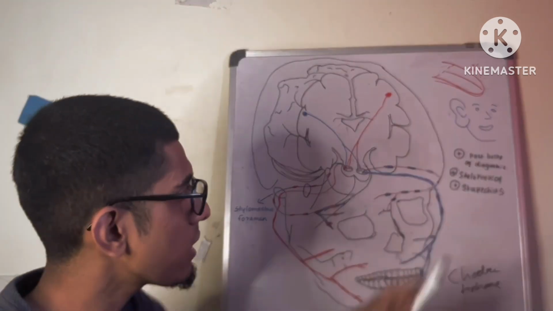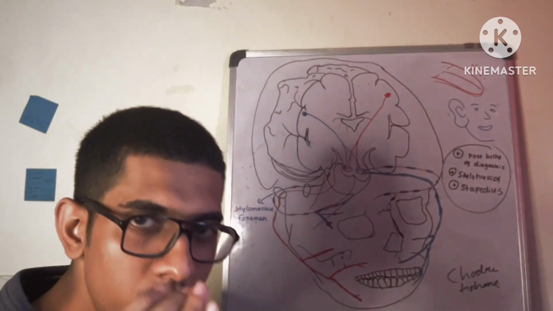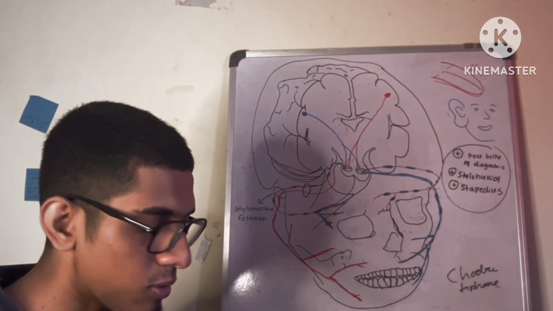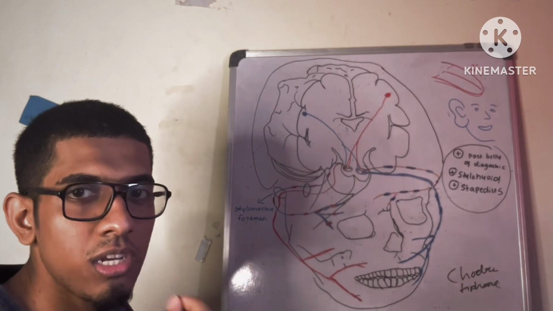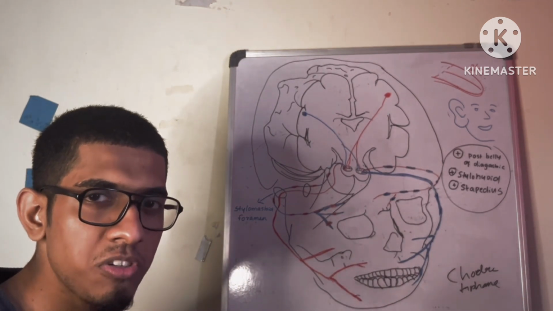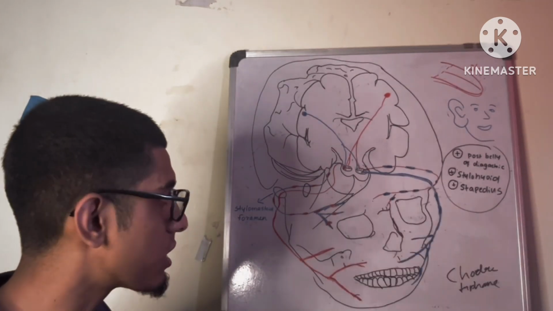So these are the motor branches. The other motor branches you need to focus on are the posterior belly of the digastric, stylohyoid, and stapedius muscle. Because the stapedius muscle is affected, the stapes bone cannot be stabilized. Because of that, normal sound will be heard as a loud noise, which starts to irritate you.